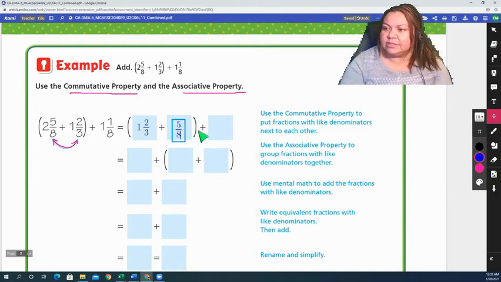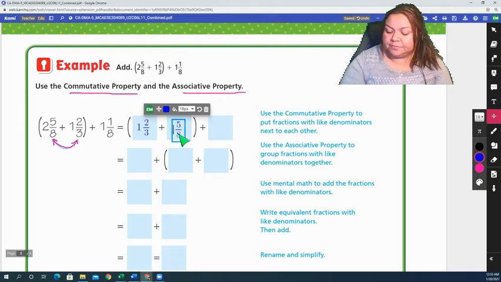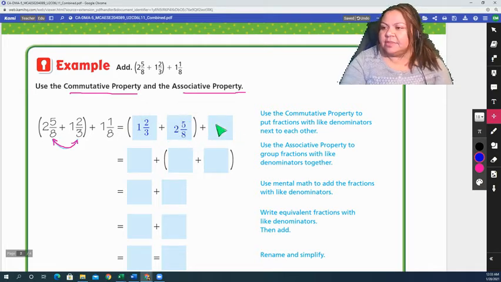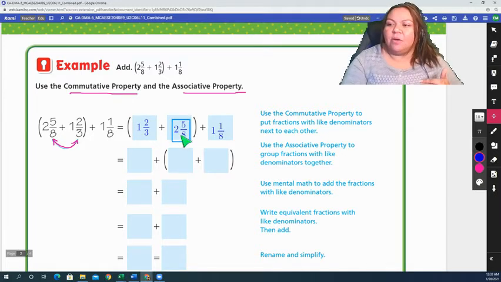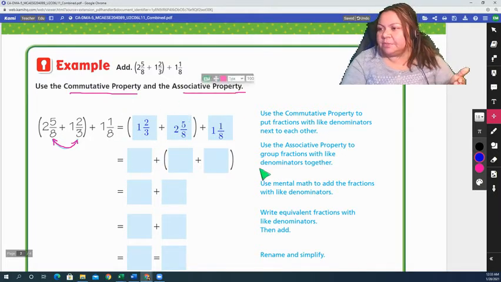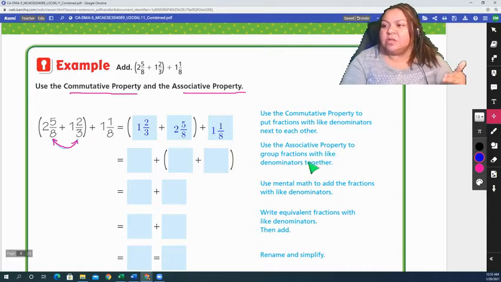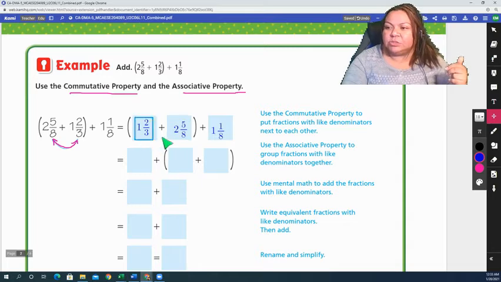So 5/8, add the 2 in the front. Okay, so I swapped these, and then of course we have here the 1 1/8. So now that I have swapped or changed the order, because that's what the commutative property is, now I will apply the associative property. Use the associative property to group fractions with like denominators together. So here, instead of grouping 1 2/3 plus 2 5/8, I'm going to group the fractions that have the same denominator.